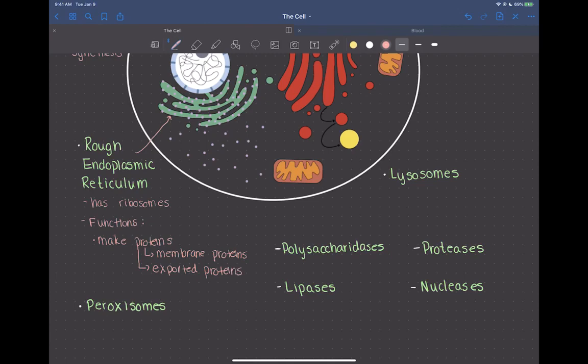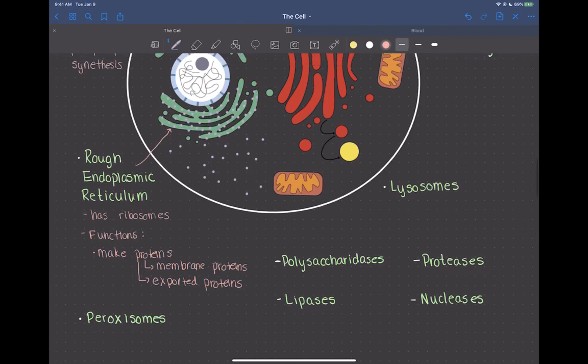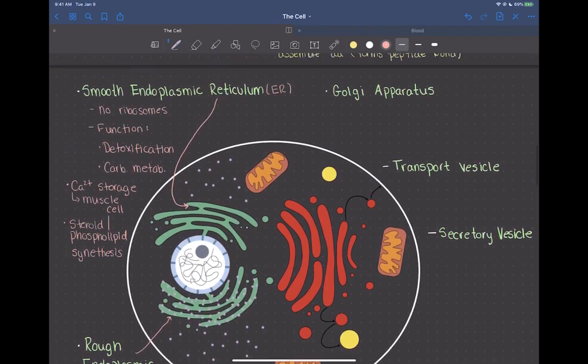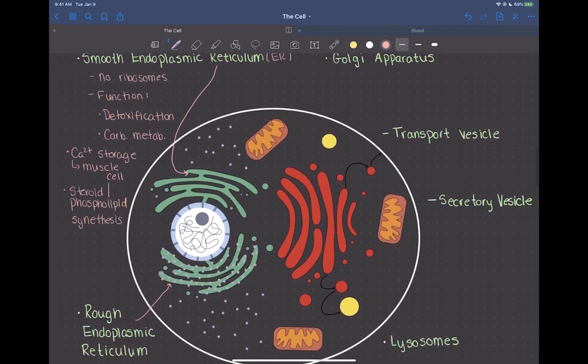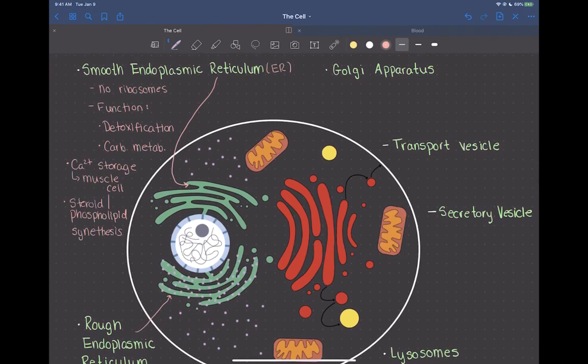Okay, so that's the rough ER. All right. So now let's talk about the Golgi apparatus, because its function is closely associated with the endoplasmic reticulum. The Golgi apparatus is also a series of membranous sacs, right? This is going to be our red organelle here. We have all of these red curved membranous sacs that stack on top of each other.